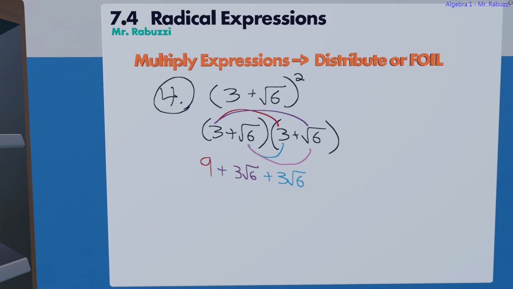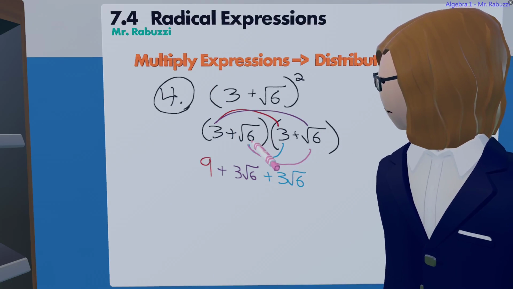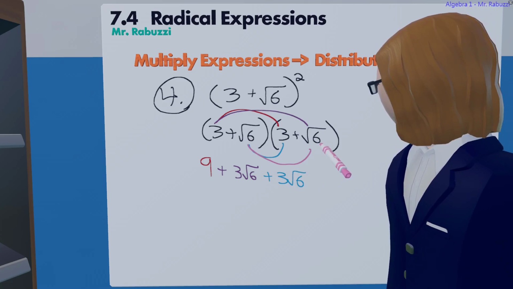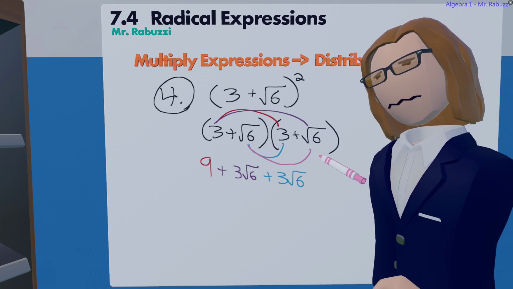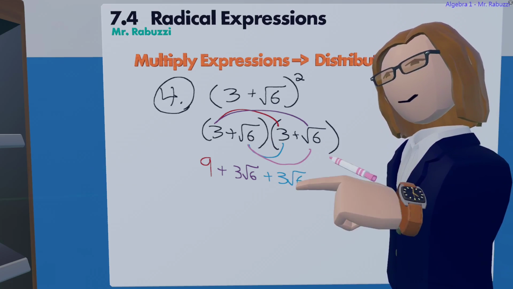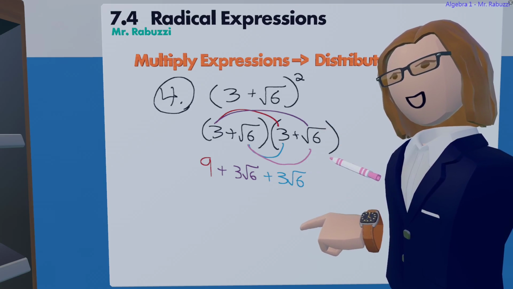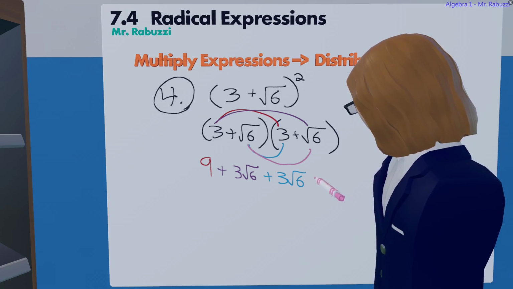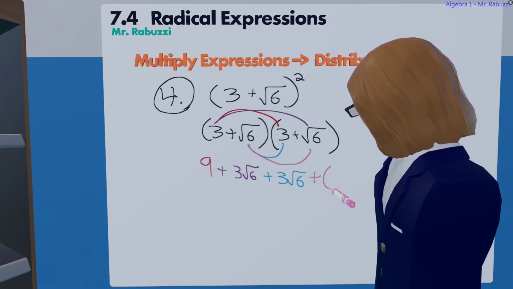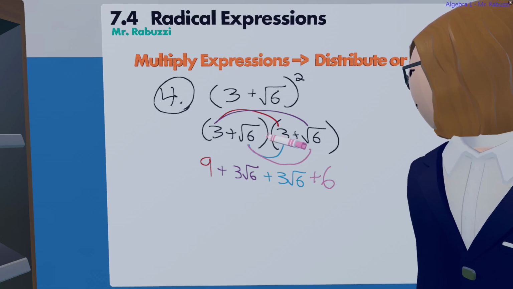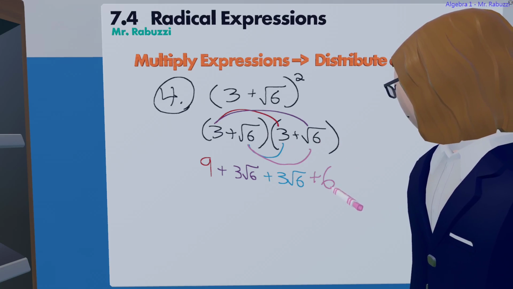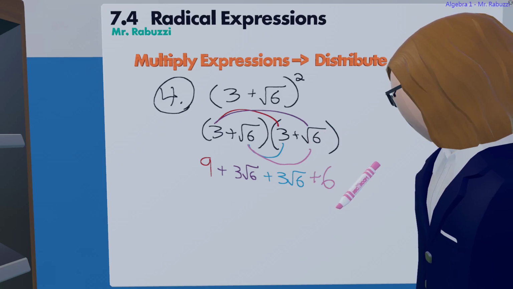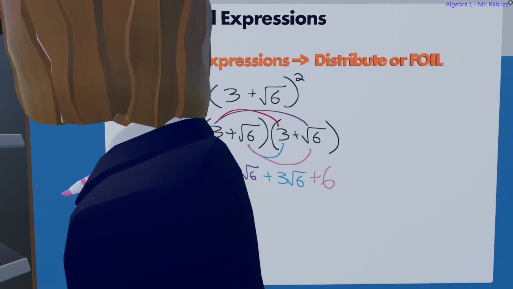Then the last color was pink. So on the pink answer, we have root 6 times root 6. Remember, if we have two roots of the same number multiplying together, it just turns into that number. So this is just going to be a positive 6. Root 6 times root 6 is just 6. Nice. Okay, that's a little better than I expected.